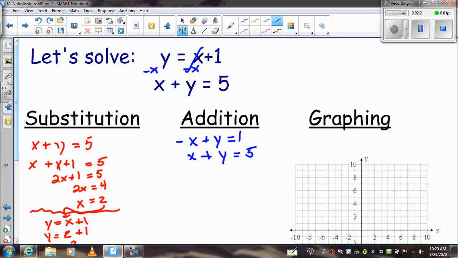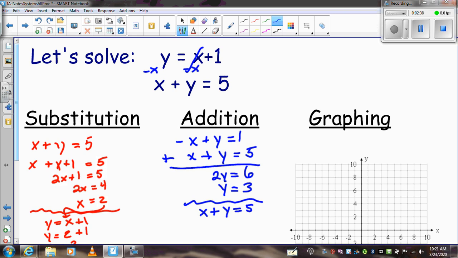And the next thing you want to look for is opposite coefficients, which I have with the x's. So when I add them, I end up with 2y is 6, which means y must be 3. And to get my x value, I can plug it into either of the equations. So I'm going to take that 3 and put it right in here for y. So x plus 3 is 5. So what plus 3 is 5? Well, that must be 2.